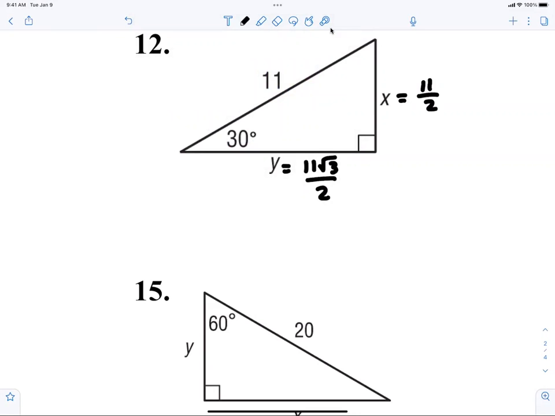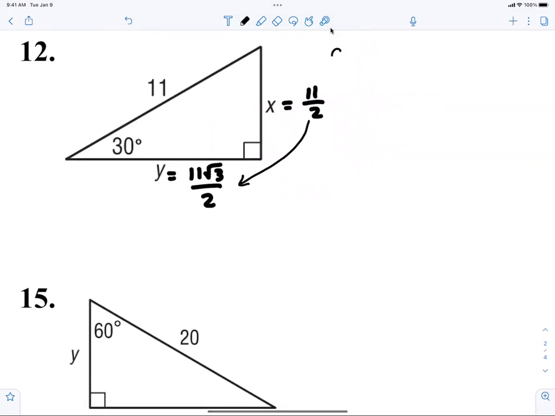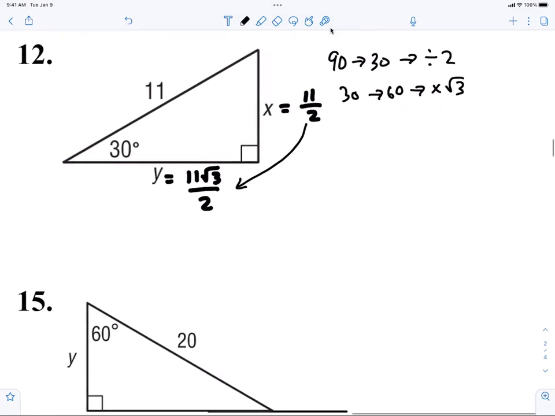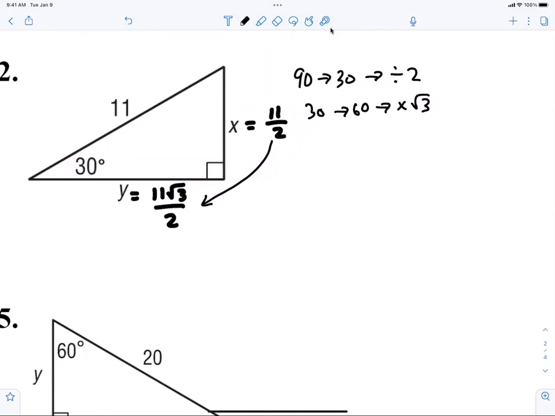Yes. Can you explain how you got y? I just multiplied the 30-degree side by radical 3. Okay. So now watch what I do for kids. 90 to 30, I divide by 2. 30 to 60, I multiply by radical 3. Okay. Now watch, if I go the other direction, if I'm going from 30 to 90, what do I do? So you just multiply by 3? Multiply by 2. I know that. And then from 60 to 30, what do I do?